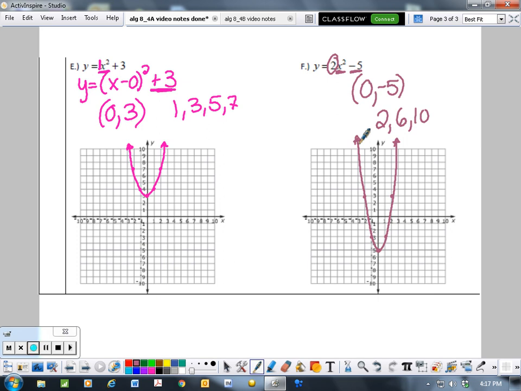So that's it so far. We've graphed in standard form, we've graphed in vertex form, and what we're going to do now is talk about the transformations. So we're going back to that vocabulary we used in chapter 4, like a vertical shift, a horizontal shift, a vertical stretch, a vertical compression.